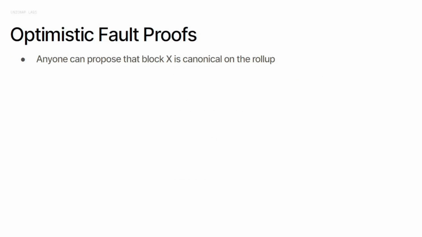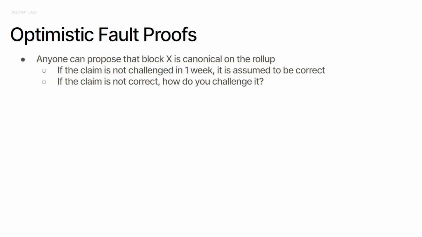Introduction. The way optimistic fault proofs work is that anyone can propose that a rollup block is canonical on Ethereum. Ethereum is where this all happens. And we say that if it's not been challenged, this proposal is assumed to be correct. This is optimistic: we optimistically assume people are being honest. But if it's not correct, how do we challenge this? How do we show that this was wrong?